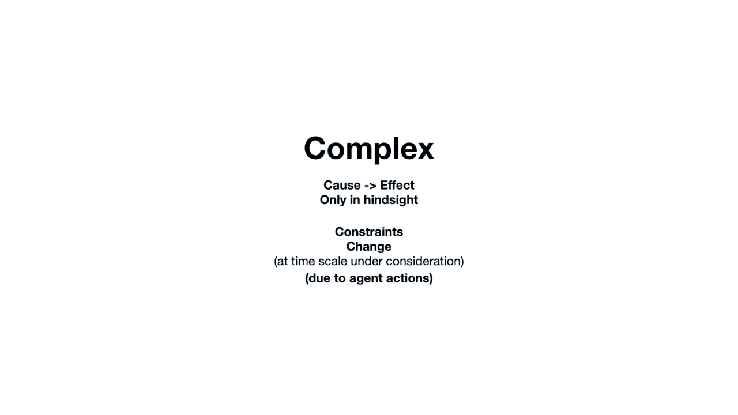Text: complex, cause with arrow pointing to effect, only in hindsight; constraints, change at time scale under consideration, due to agent actions. So what is an example of a constraint changing due to agent action? So a pursuit of a career changes our constraints. Like, we pursue opportunities now associated with that career and not the other one. Attending this talk changed your constraints.